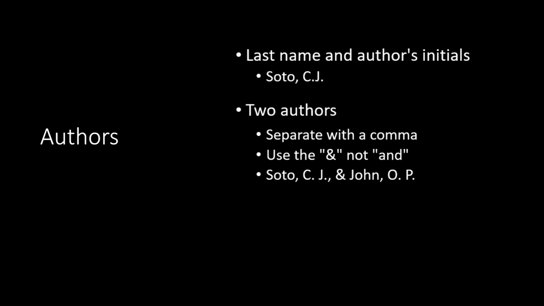So if you have two authors of an article, which happens often in scholarship, you're going to separate those two authors with a comma. You're also going to use the ampersand symbol. You're not going to write the word and in your references list. And I've given you another example there of how to write two authors in a reference.